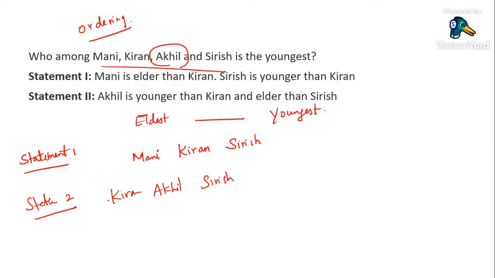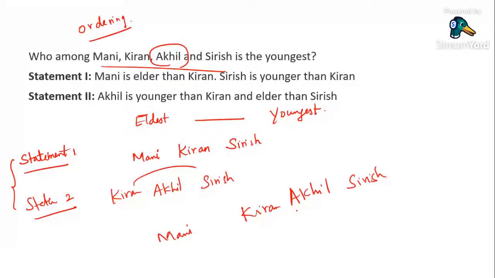Let's take the second statement. See what does the second statement say? Akil is younger than Kiran, but Akil is elder than Shirish. Okay? With this, can you say who is the youngest person? No, because there is only information about three persons.